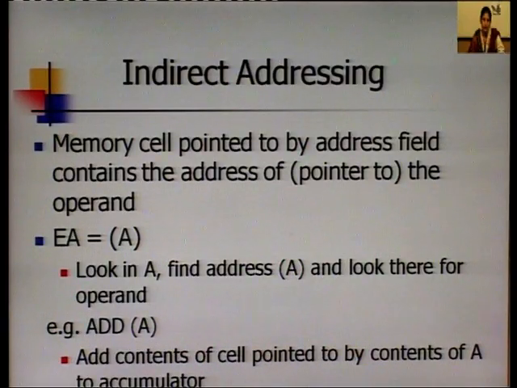Now we will study indirect addressing mode. The memory cell pointed to by the address field contains the address of a pointer to the operand. It means there is another pointer in the memory that points to the operand. Effective address is equal to the contents of A. You can find address A and look there for the operand. For example, add A: add the contents of the cell pointed to by the contents of A to the accumulator.